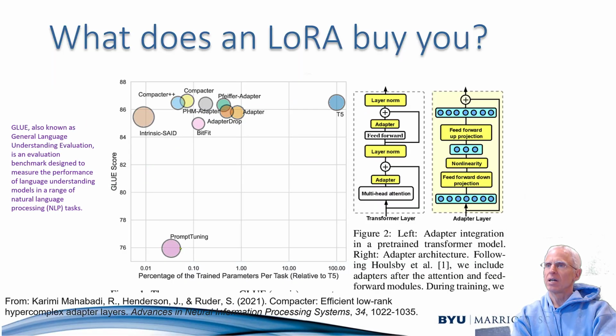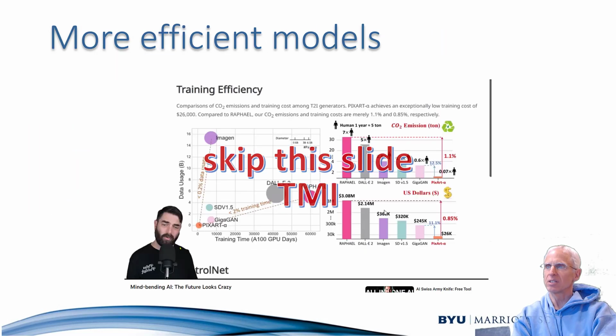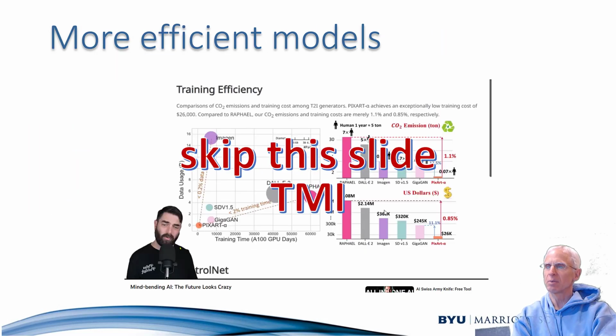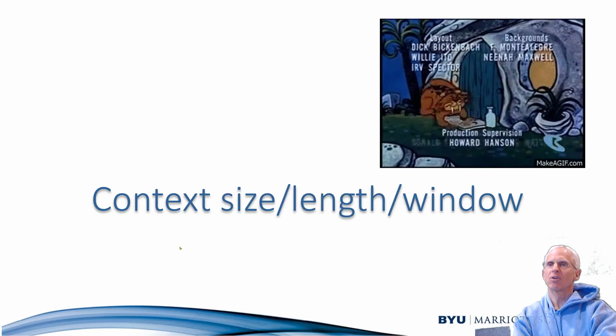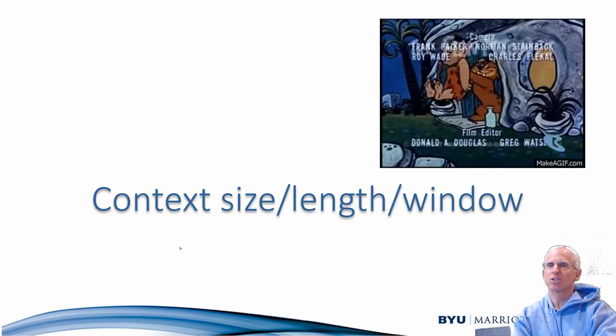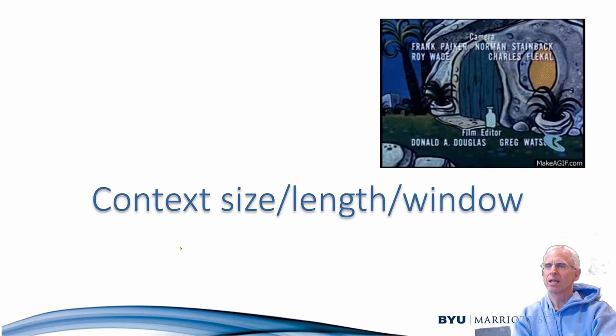All right, so what does it buy you? You know what? I'm going to skip this slide. Too much information. Context window. Here we go. Fred Flintstone, the tiger jumping through the window. All right. Context window, context length, context size.